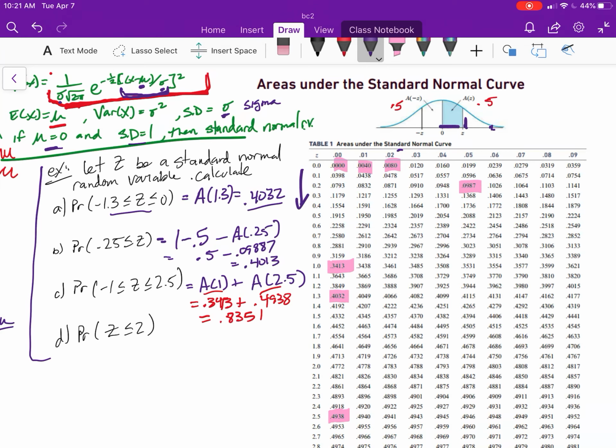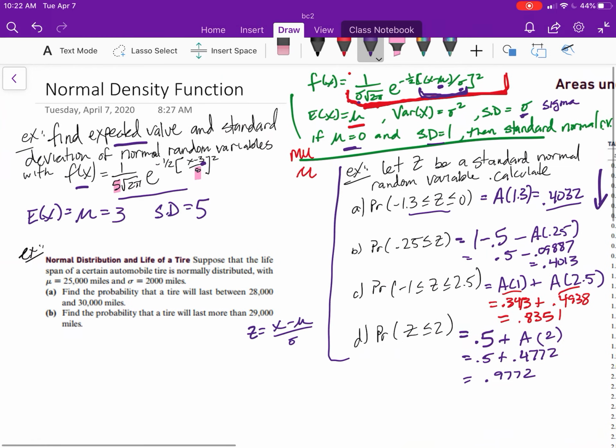All right, last one, probability z is less than or equal to 2. So again, 2 is somewhere over here, and we're taking that whole thing, less than or equal to 2. Because we have the whole left side, that's 0.5, right? And then just take the area, wherever 2 lands. So the area of 2, so we get this number here. So 0.5 plus 0.4772 is 0.9772. Alrighty, so that's how you use that table. We're going to come right back to that once we wrap up this last example.